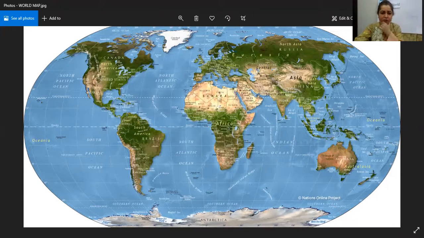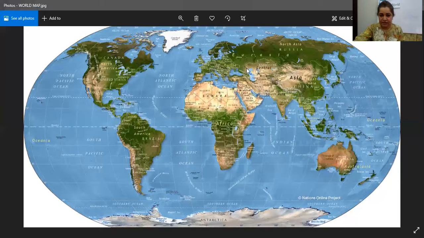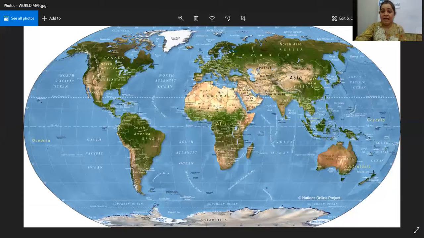Europe. Europe is at the top middle of most world maps. Can you see? Over here, this is Europe, which I am putting my cursor on. This is the second smallest continent. And Europe is the only continent without any desert. Europe has no desert.